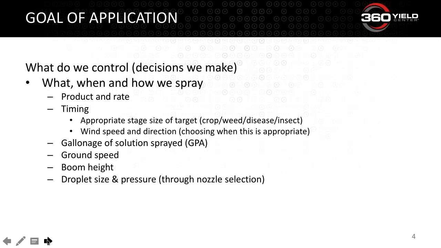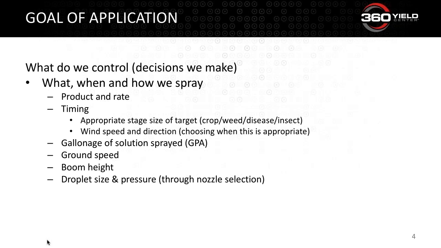So let's talk about what we can control. It's easy to talk about the things we can't control. Oh, the wind, the weather, it's cold, things aren't growing well, the wind is high. But let's talk about what we can control, because there's really a lot that we can control when we make an application. We can control the what, the when, and the how. So let's talk about that.